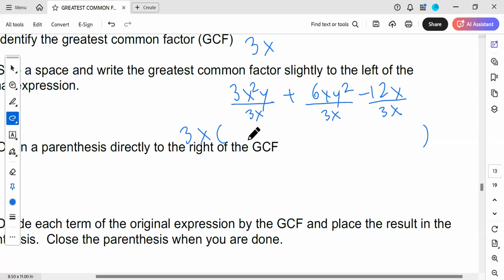So what's 3 divided by 3? 1. What's x squared divided by x? Just regular x, because 2 minus 1 gives us x. And y is by itself, so it just comes down.